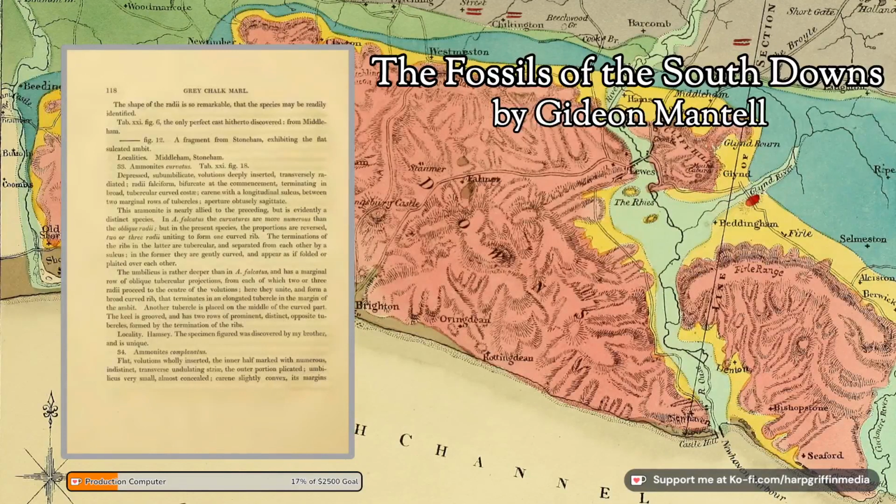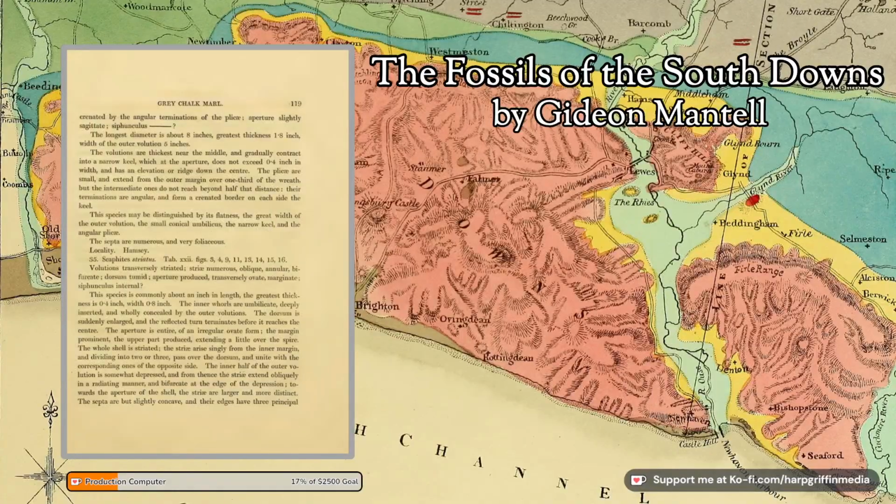34. Ammonites complanatus. Flat, volutions wholly inserted, the inner half marked with numerous indistinct transverse undulating striae, the outer portion plicated. Umbilicus very small, almost concealed. Carina slightly convex. Its margins crenated by the angular terminations of the plicae. Aperture slightly sagittate.